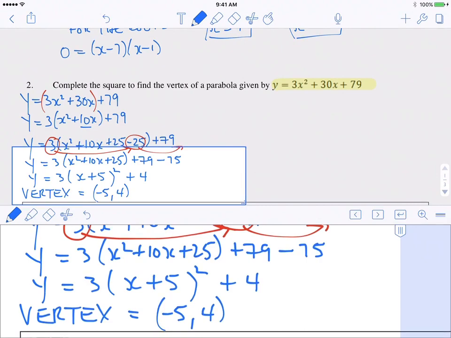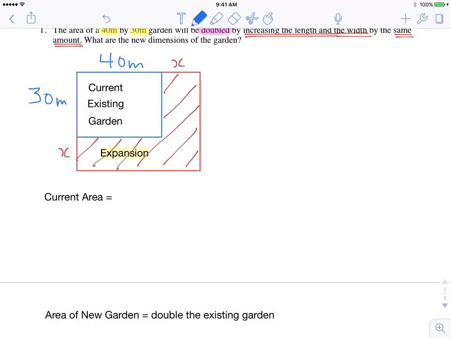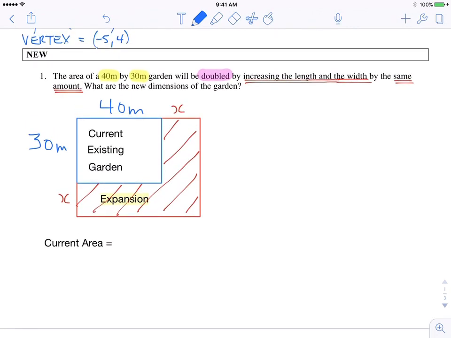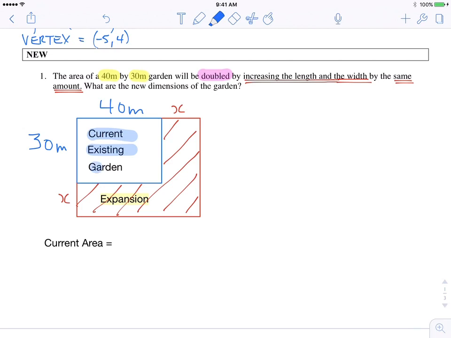All right, let's move down here further. For this question, I went ahead and drew a diagram to help us understand what the question's asking us. So here we're using a garden problem, for example. The area of a 40 meter by 30 meter garden will be doubled by increasing the length and the width by the same amount. You'll notice here that I wrote in blue the current existing garden. This whole blue area is the existing garden.